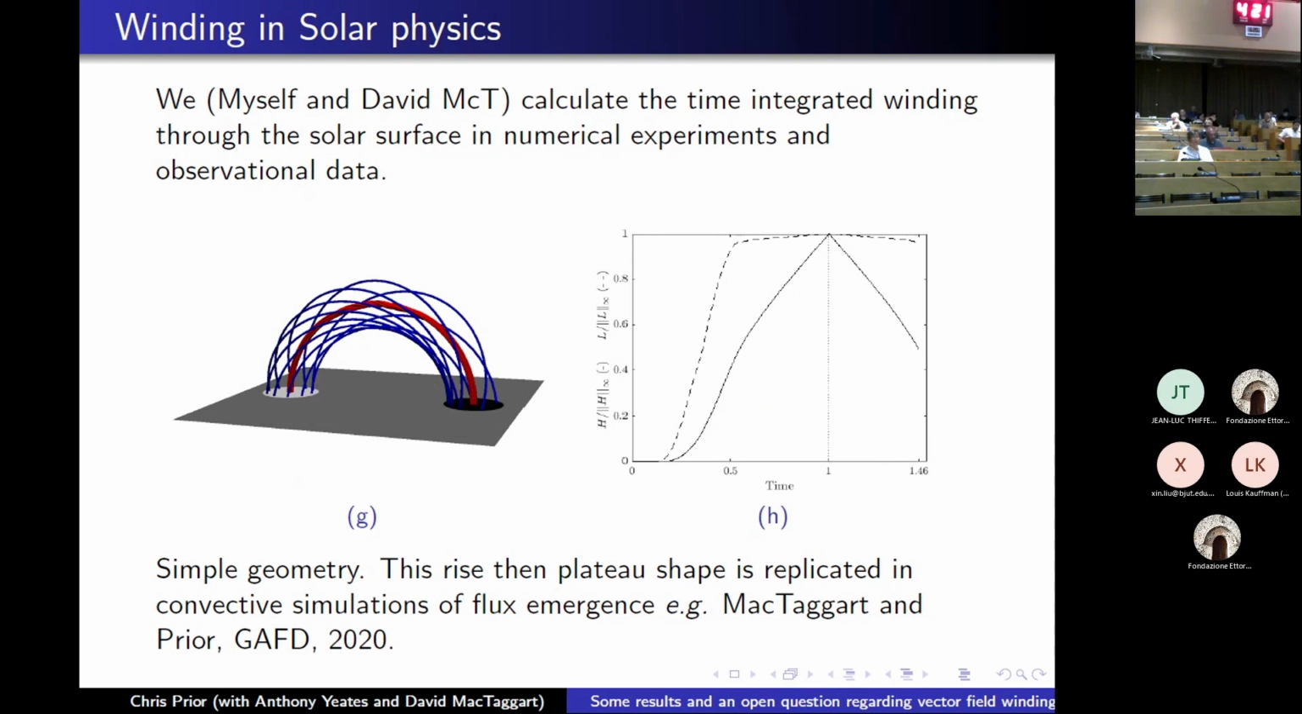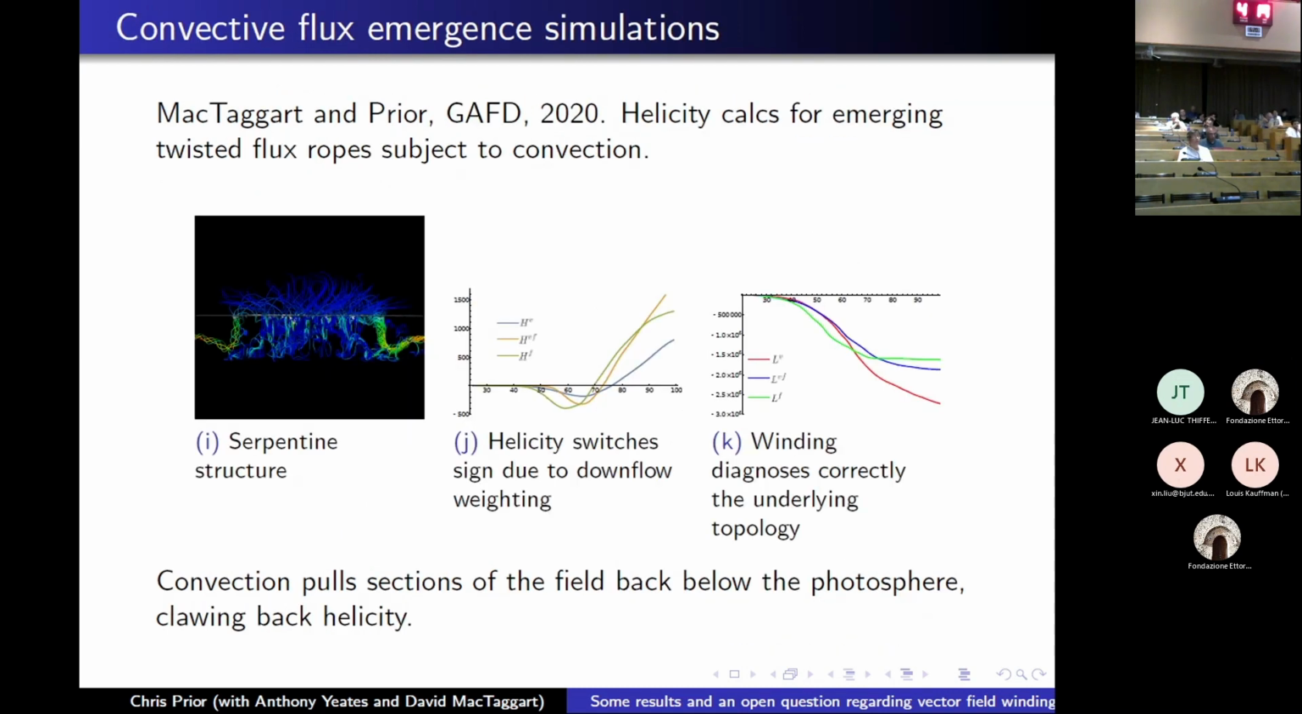flying through. So when we do proper MHD simulations of flux emergence with convection going on, the convective flows beneath the surface pull lots of bits of the field back down. That's these blue lines. It's a complete mess. It's nothing like that lovely flux rope picture. The helicity, by the way, this is a negative flux rope, changes sign, whereas the winding has this nice plateau.